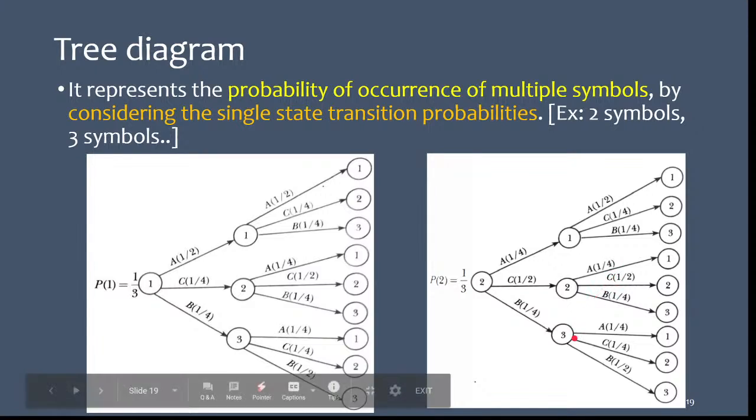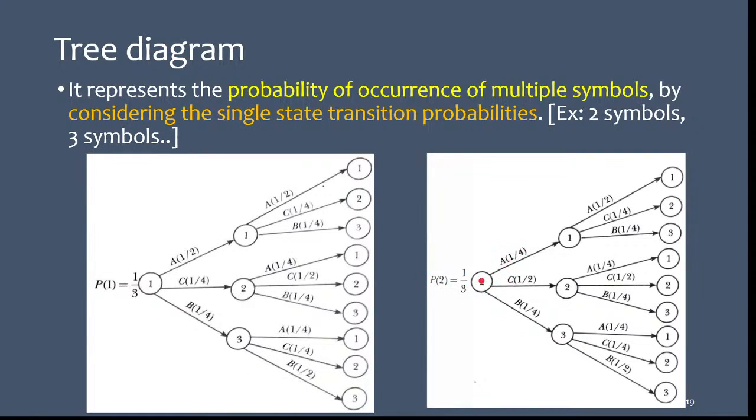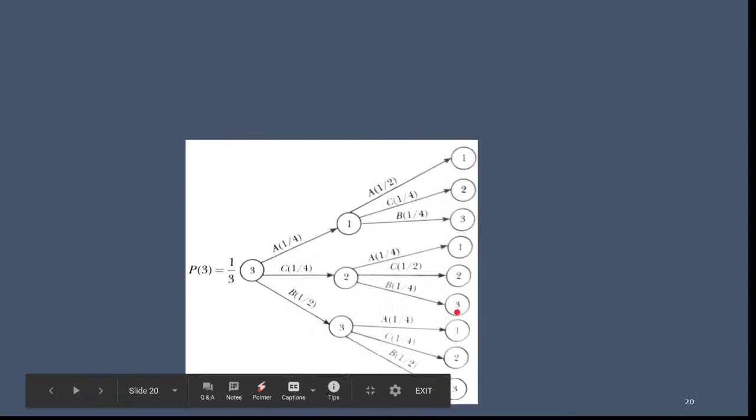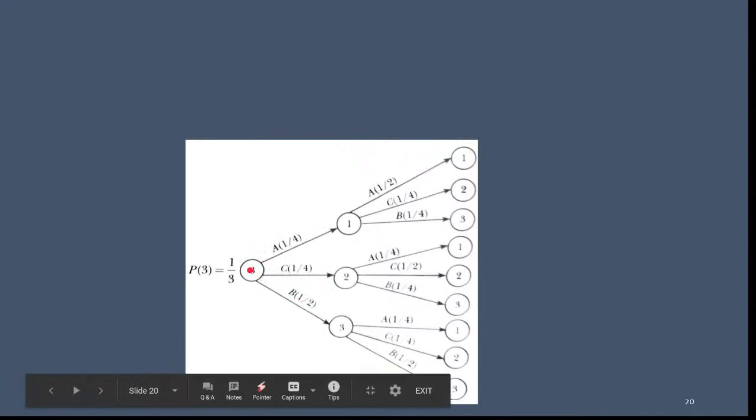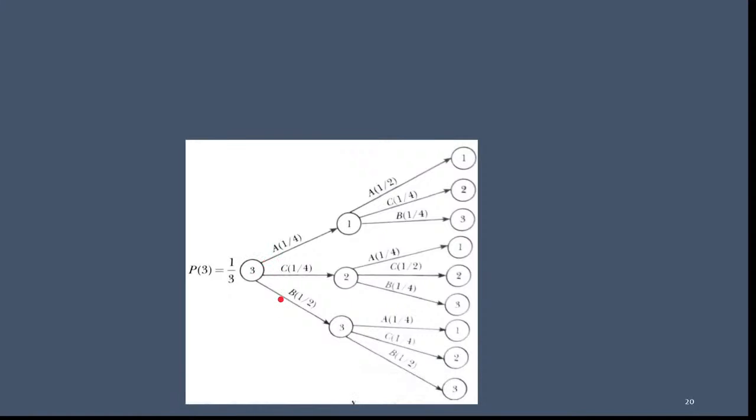Okay, similarly for state number 3, you can write the same thing. So this is for the state 2. Similarly, you need to write for state 3. The same thing follows here. Initially it was in state number 3, then what are the different possibilities? You can just look at the previous figure and copy the same content here.